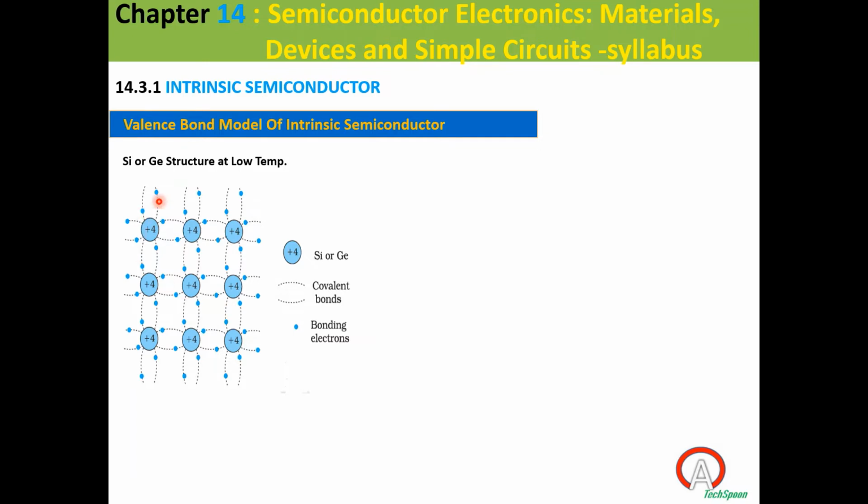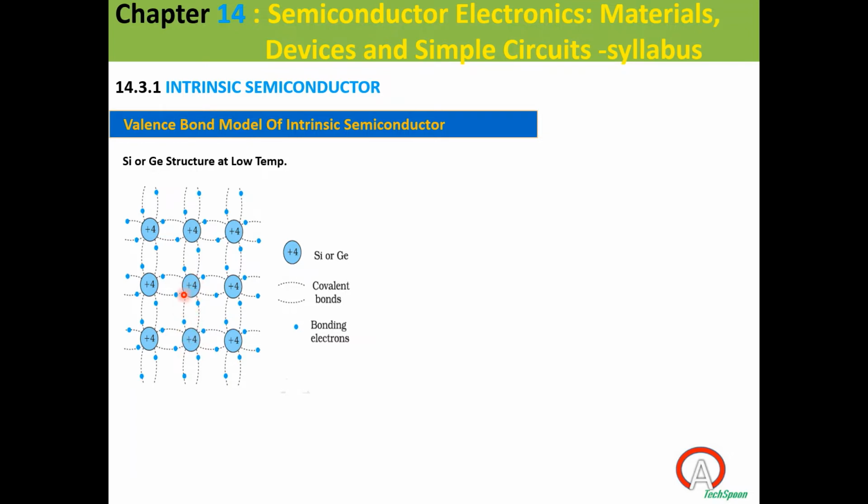See, this is a crystal of silicon or germanium at very low temperature. Here I am showing 4, which means what? Valence electrons. This is one silicon atom, this is another silicon, another silicon, another silicon. So what is this? This is the covalent bond between the adjacent crystal atoms.